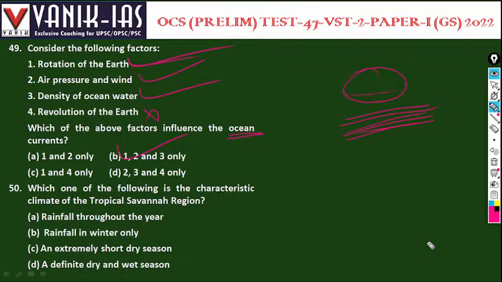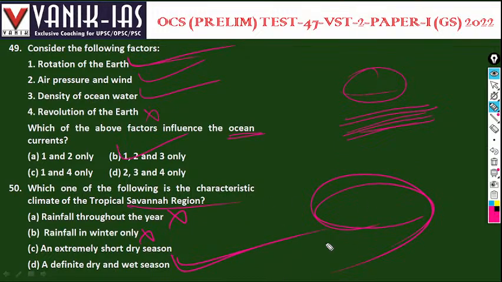Which of the following is a characteristic climate of the tropical savanna region? Rainfall throughout the year? No, rainfall throughout the year is in the tropical region, not in the savanna region. Rainfall in the winter only? An extremely short dry season? Yes, definite dry and wet season. Savanna means moderate temperature. So definite dry and wet season. So D is the answer.